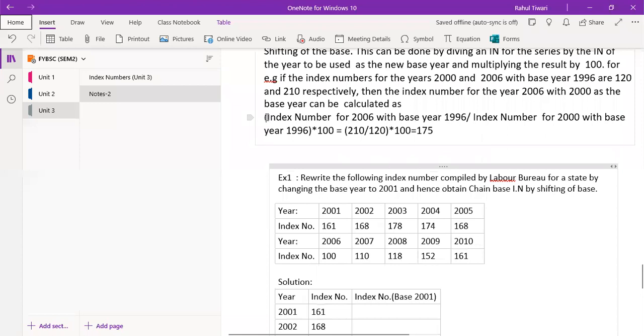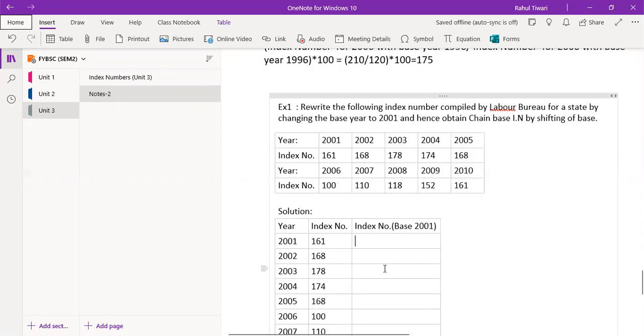Let us go to the definition. Index number for year 2006 with base year 1996 and index number for the year 2000 with the base 1996. And we have taken their index number division multiplied by 100. So in this situation, what is your current year's index number? 161. And what is the base year's index number? 161. And multiply by 100. So the answer will be what? Are you getting?